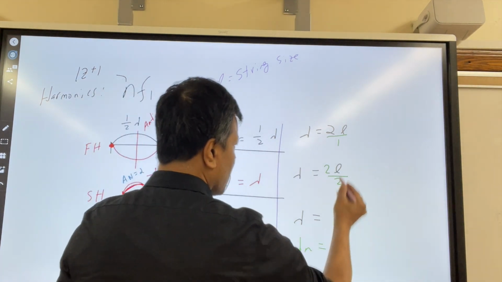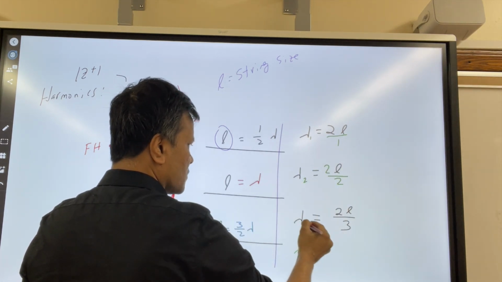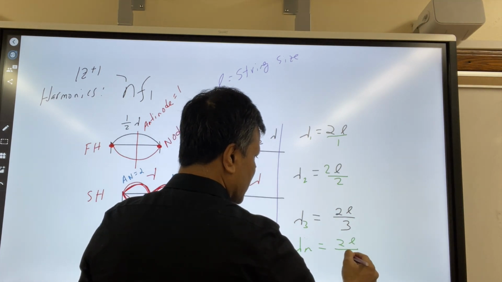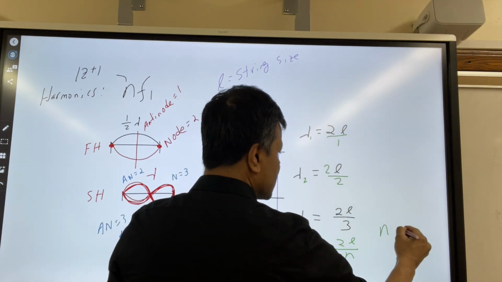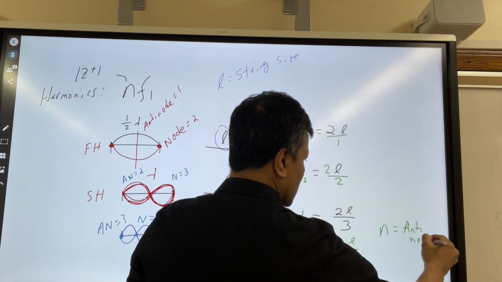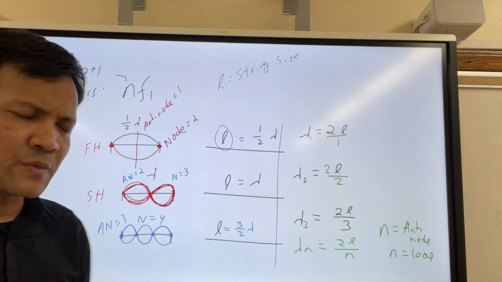The nth harmonic would be, if the first harmonic is 2L over 1, second harmonic 2L over 2, third harmonic 2L over 3, the nth harmonic would be 2L over n, and n is the antinode, or n is the loop, whatever is easier for you to remember.